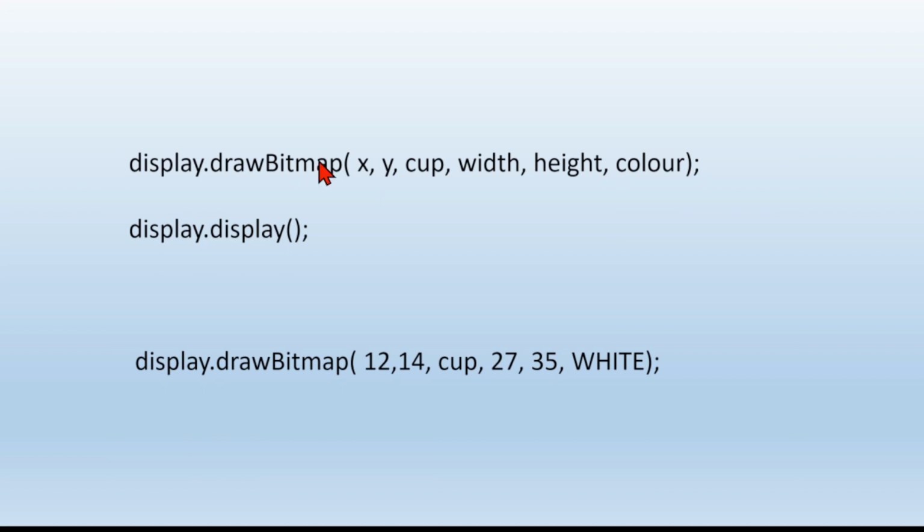If you want to show it, you simply say draw the bitmap at XY, where you want it to start, the top left hand corner of the image, what image you want to display. You have to tell it the width and height of the image you're using, and the colour, and then display it. There's an example. Display it at the coordinates 12, 14. It's a cup. It's 27 by 35 pixels, and I want to display it in white.